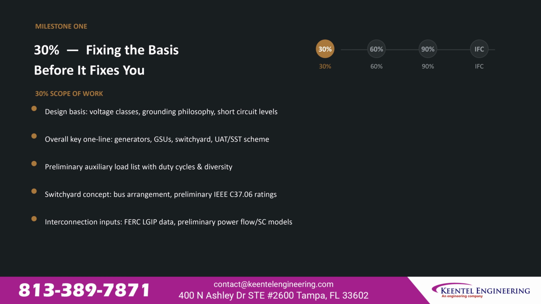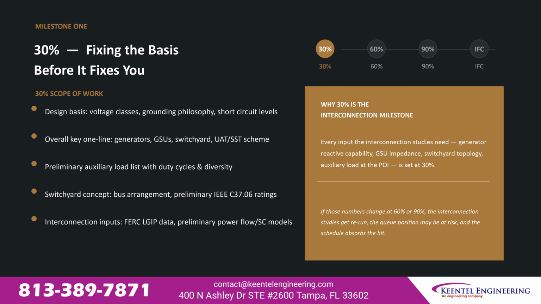The 30% milestone locks the project's most costly to reverse decisions. The scope and design basis cover voltage classes, grounding philosophy, and short circuit levels. The overall key one line shows generators, GSUs, switchyard, and UAT and SST scheme. Deliverables include a preliminary auxiliary load list with duty cycles and diversity factors, a switchyard concept with bus arrangement and preliminary C37.06 breaker ratings, and the FERC LGIP interconnection data submission with preliminary power flow and short circuit models.